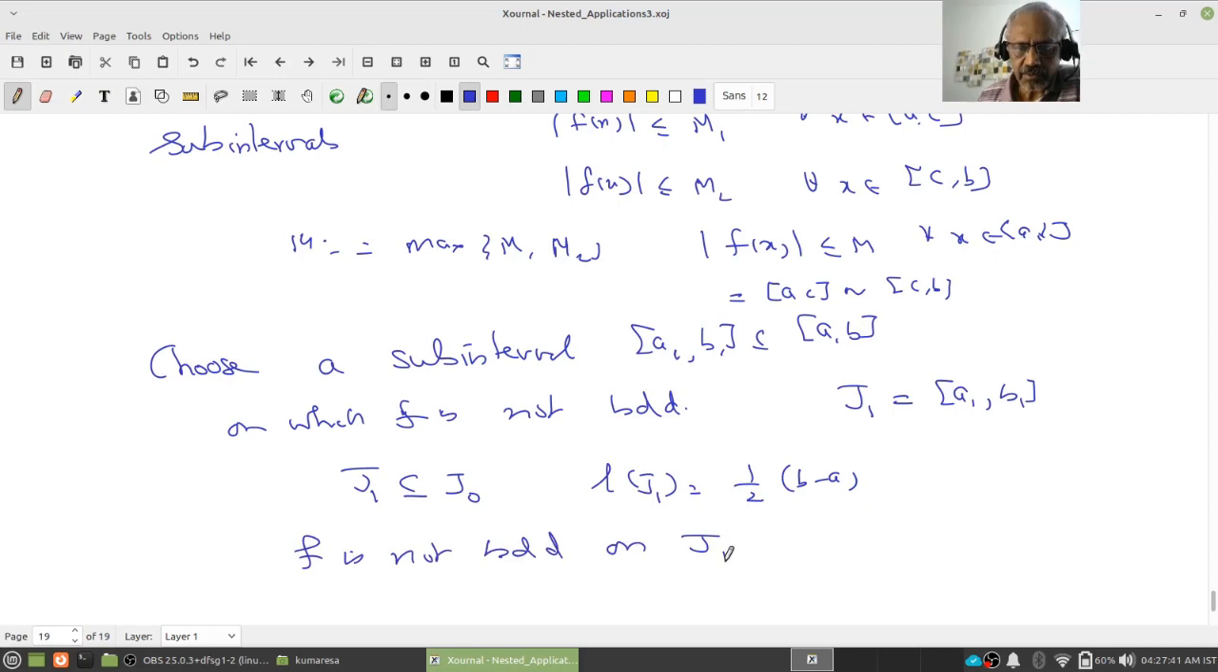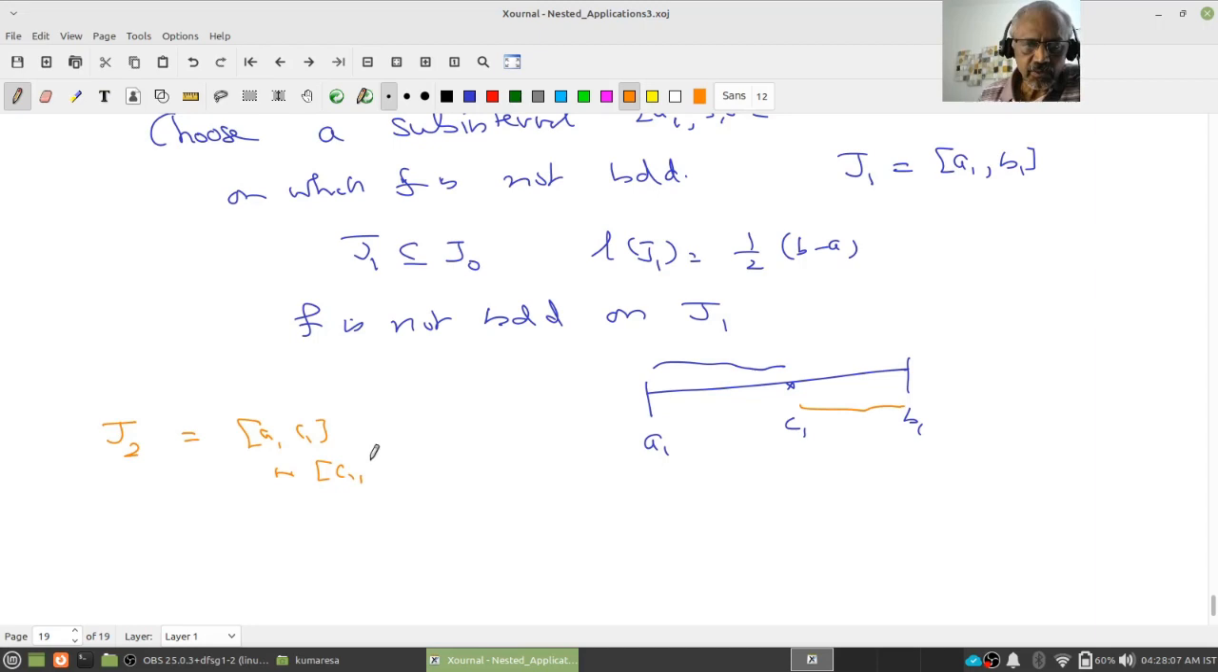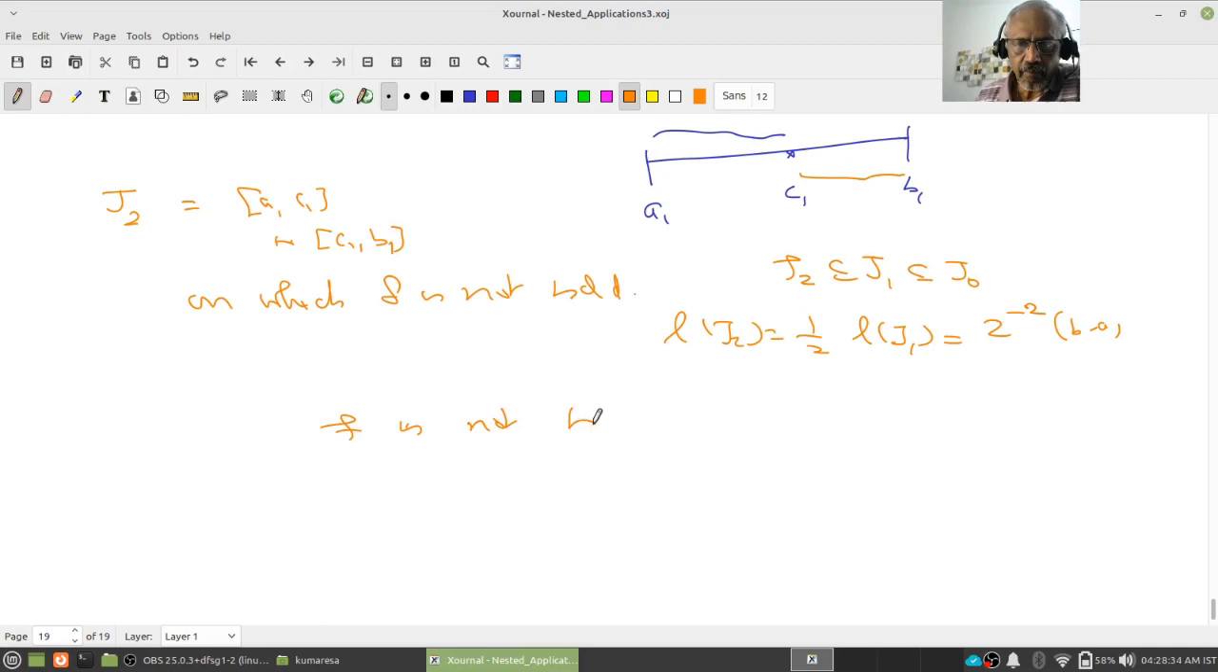Right? Now we repeat the same process. Suppose I have J1 = [a1,b1], and take c1 to be the midpoint. Then either f is not bounded on this, or f is not bounded on this. So call J2 either [a1,c1] or [c1,b1], on which f is not bounded. Then what are the properties I have? J2 is contained in J1, that is contained in J0. Length of J2 is half of length of J1, that is 2 to the power minus 2 of (b minus a), and f is not bounded on J2. Yeah, very good.